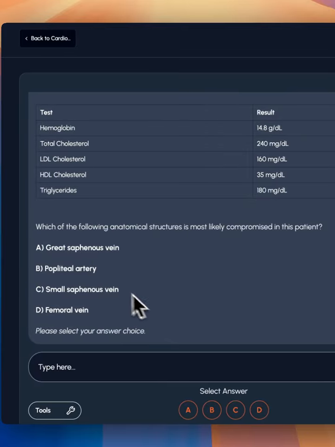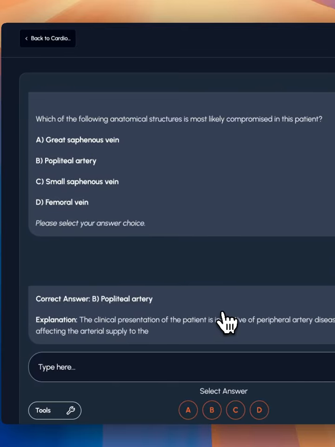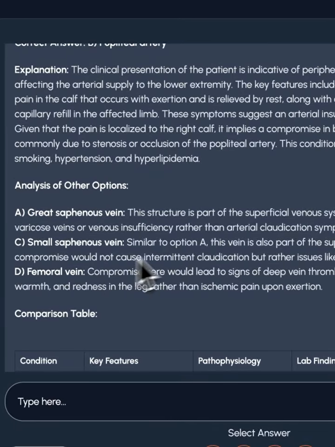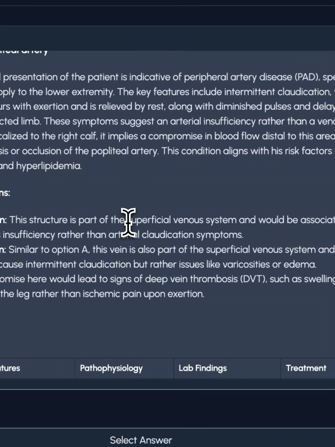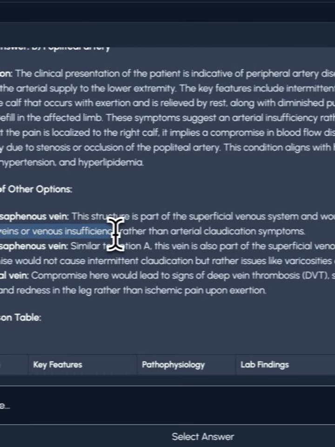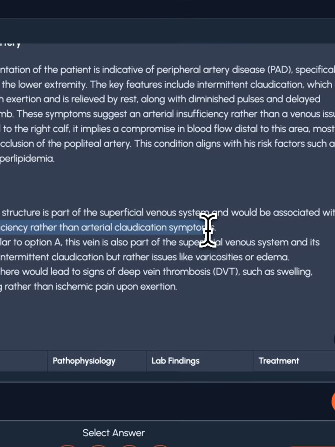The answer here would be B, the popliteal artery. So you might be thinking to yourself, why isn't it the veins? We have the great saphenous vein, we have the small saphenous vein, and then we have the femoral vein. Well, if it was a venous issue, specifically if it was a superficial venous issue, we would see signs and symptoms of varicose veins or venous insufficiency, rather than arterial claudication symptoms.